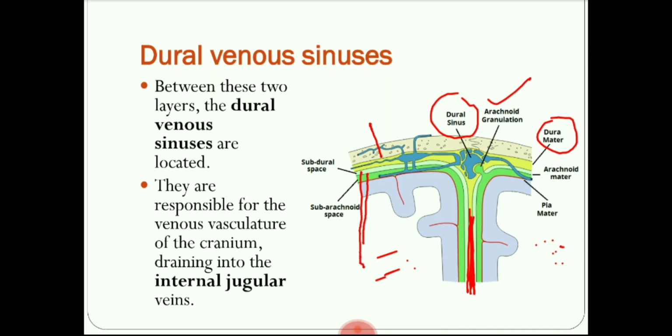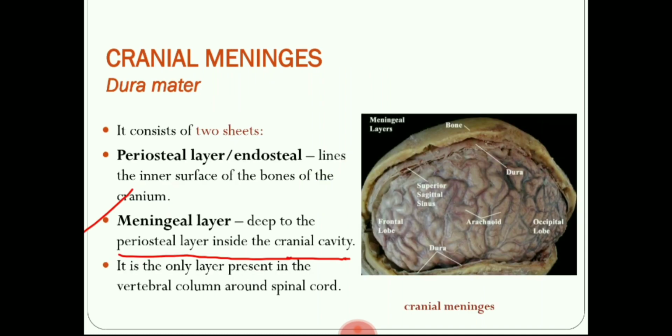And in some situations, here is the sagittal sinus, and into the larger sulci or depressed regions, this meningeal layer forms the dural fold, and it encloses the venous sinuses. Now, there are four major dural folds.